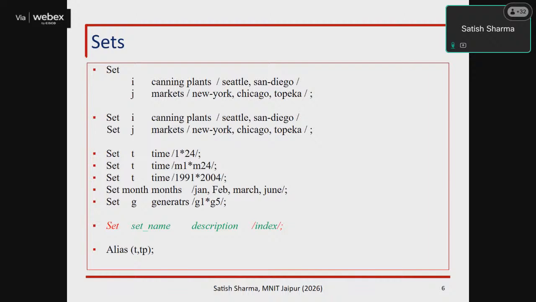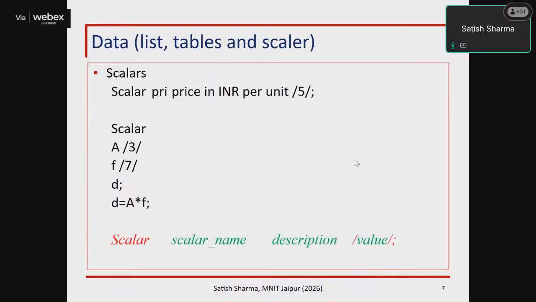Another command is alias. In the last line, you can see, let's say some time set T is defined, and then you want a copy of that, so you can make an alias of that particular set. So TP is the same T set. Okay, so sometimes we need those.